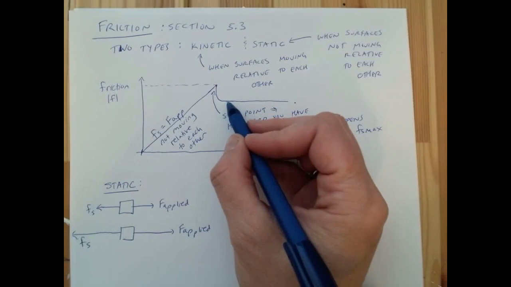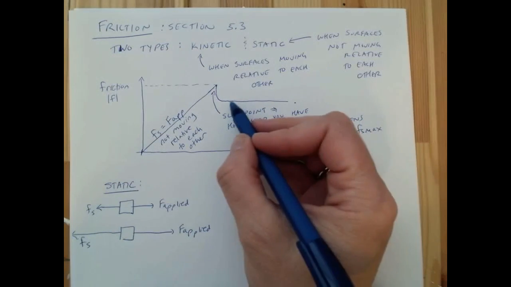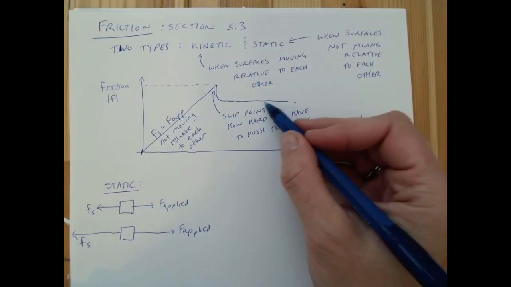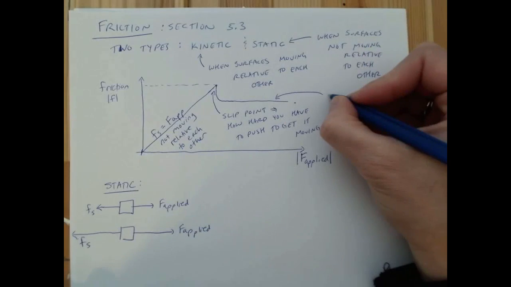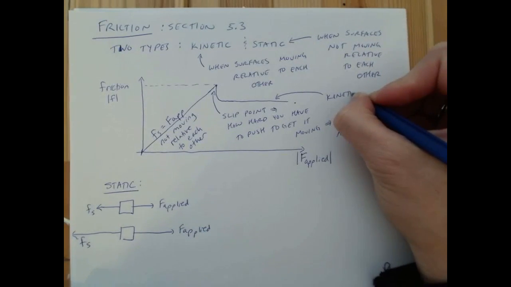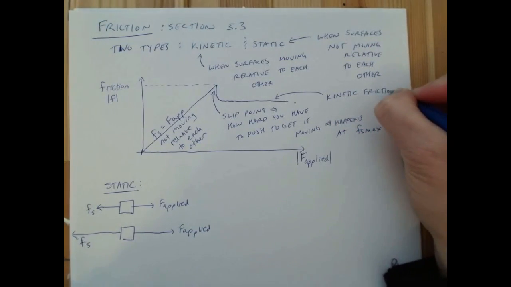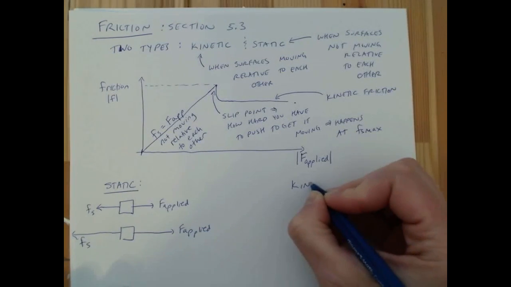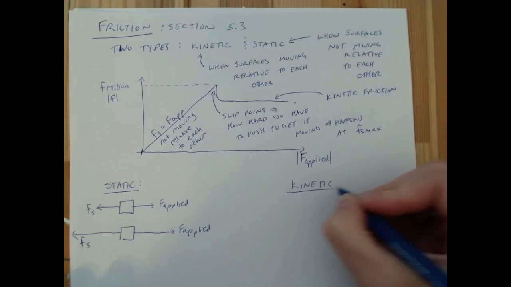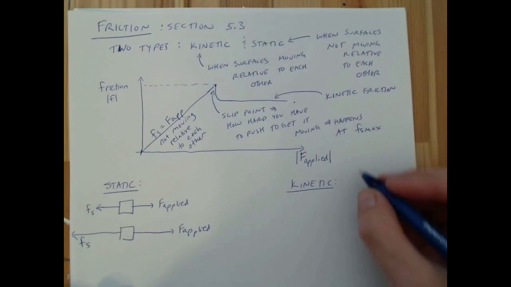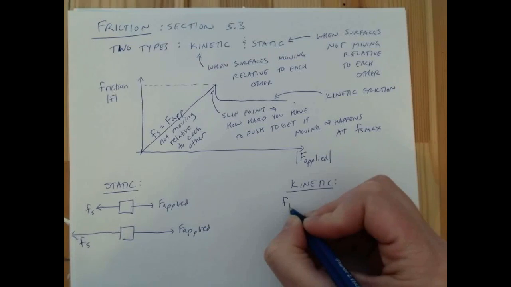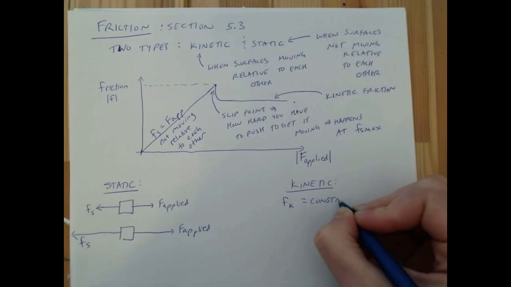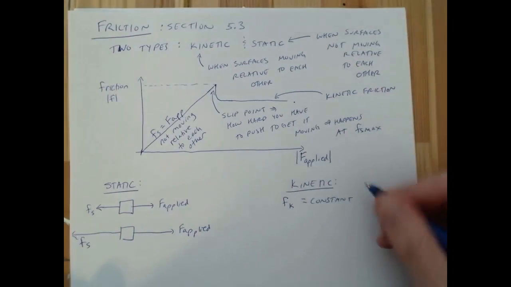Then what happens is now it's moving relative to each other, so you end up being in the kinetic friction regime. And the kinetic friction regime here is going to be, again, when they're moving relative to each other. And I'll write some information about it down here. So for kinetic friction, you actually have that the force of kinetic friction, F sub k, is equal to a constant, regardless of the force applied.